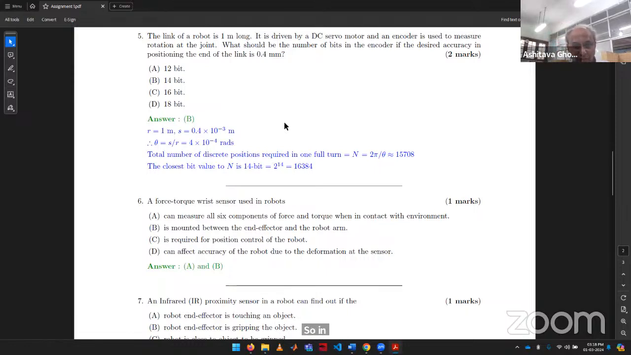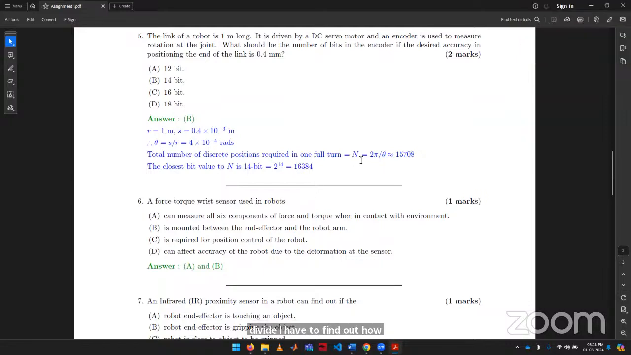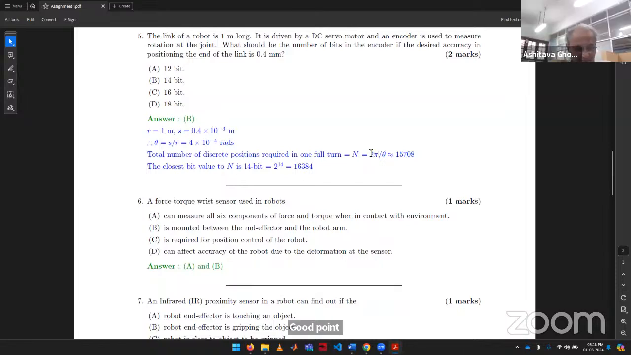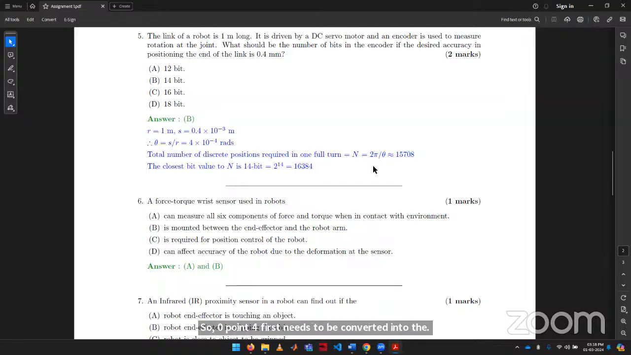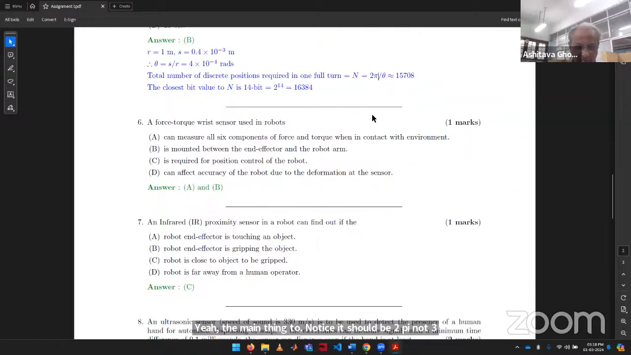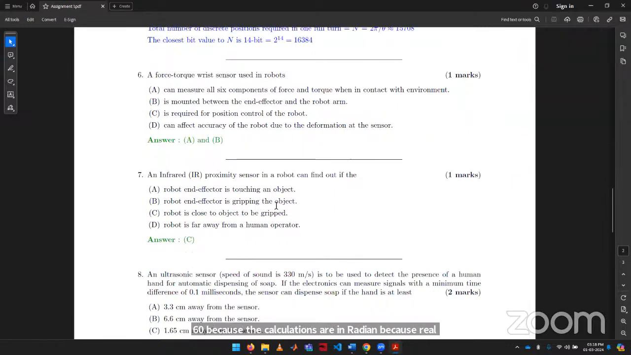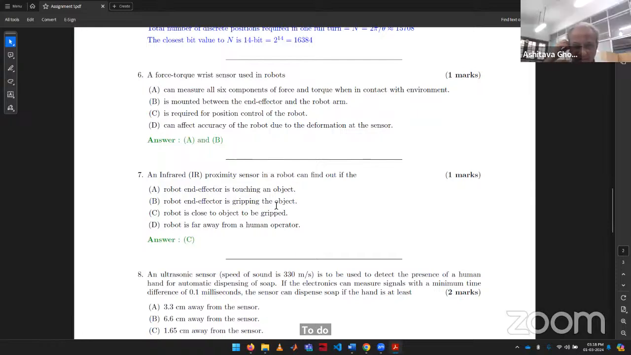So 0.4 mm first needs to be converted into radians, which is S by R, and then you can just do 2 pi divided by theta. The main thing to note is it should be 2 pi, not 360, because the calculations are in radians, because real numbers. So it should be 2 pi, not 360. Okay. Next. Other ones, 6 and 7, are directly from the assignment, from the PDFs, from the lectures.